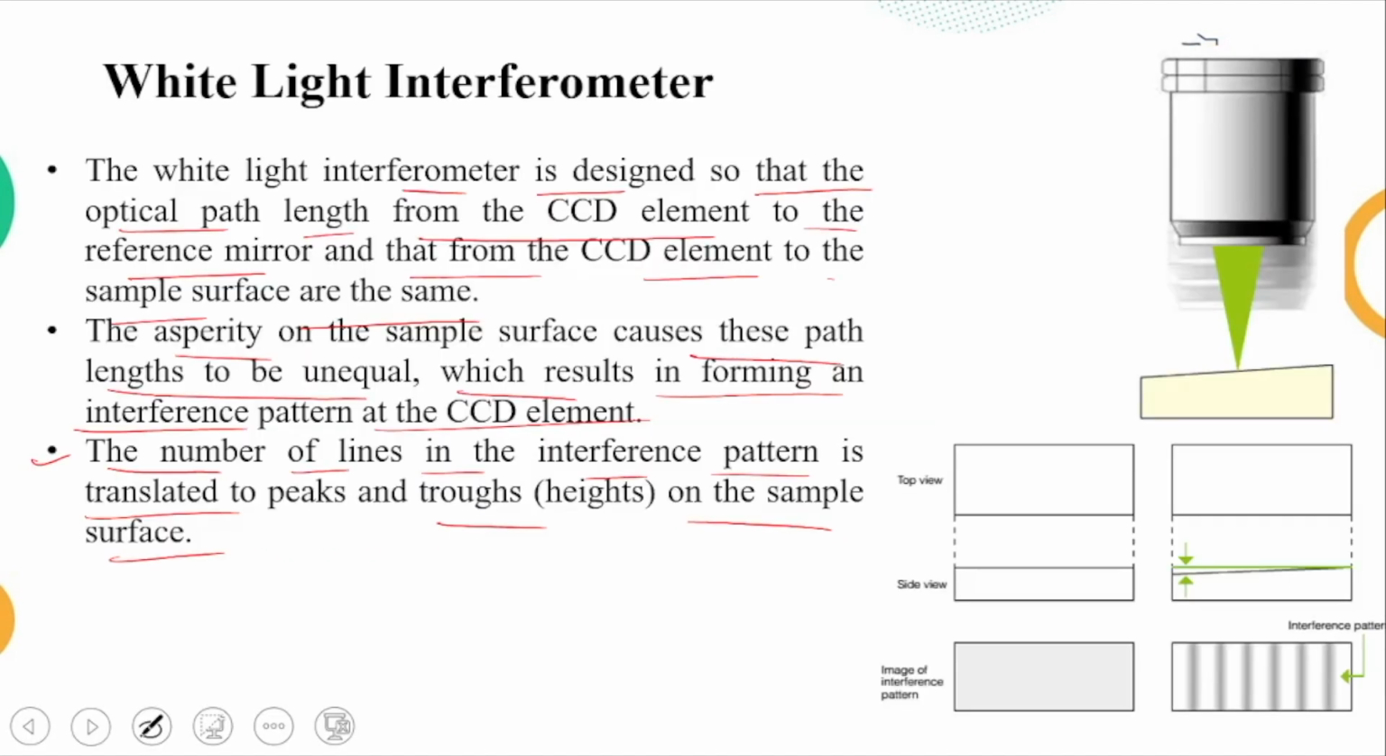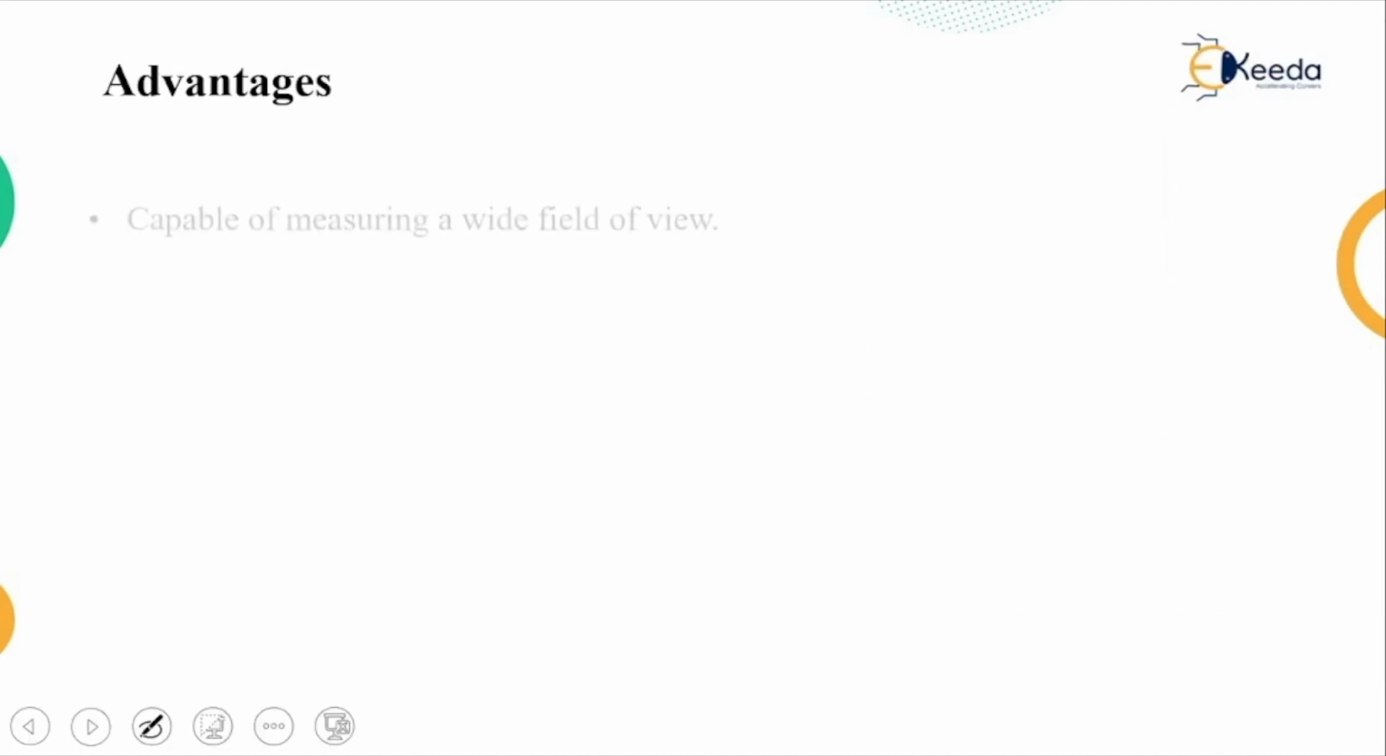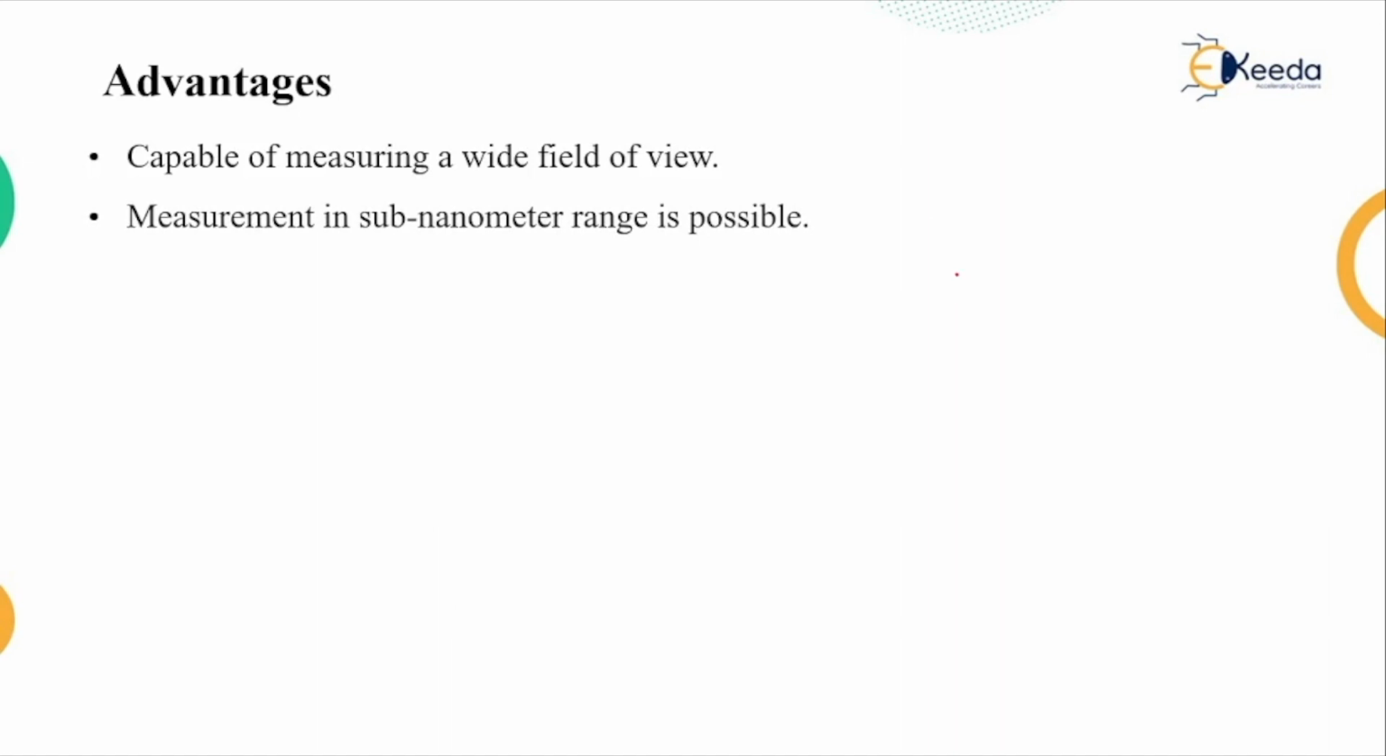Now you can see here on the right side, when there is a perfect flat surface, or when there are no surface irregularities, we get this type of view. But when there are some surface irregularities, we will get this type of interference pattern, and from that we can find out the surface roughness. What are the advantages? It is capable of measuring a wide field of view. Measurement in the sub-nanometer range is also possible. And the measurement is quick. So these are some advantages.